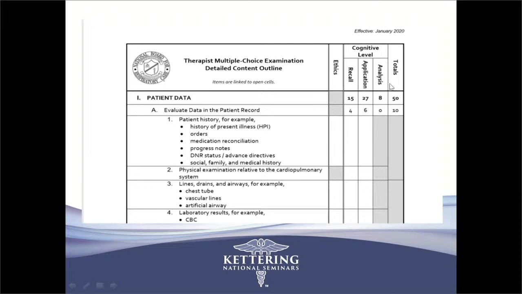All right. Based upon the number of questions in a particular area, like you can see here under evaluate data in the patient record, there could be 4 recall questions and 6 application questions. So based upon the number of questions in here, this is how we identify how important this information is, because it represents a certain percentage of the test.